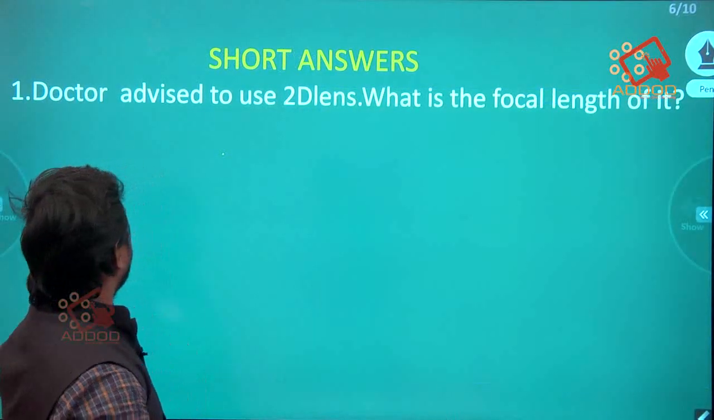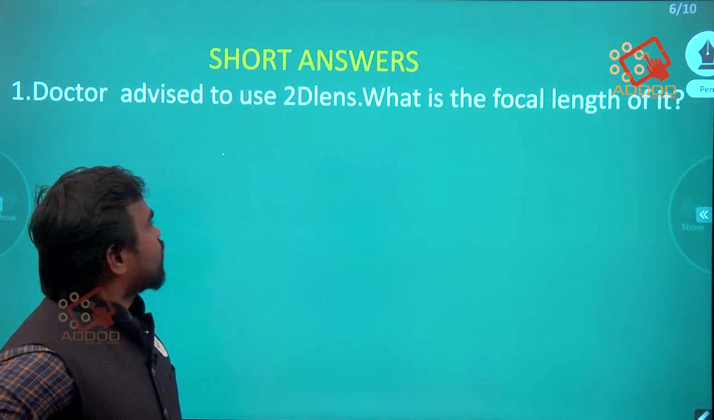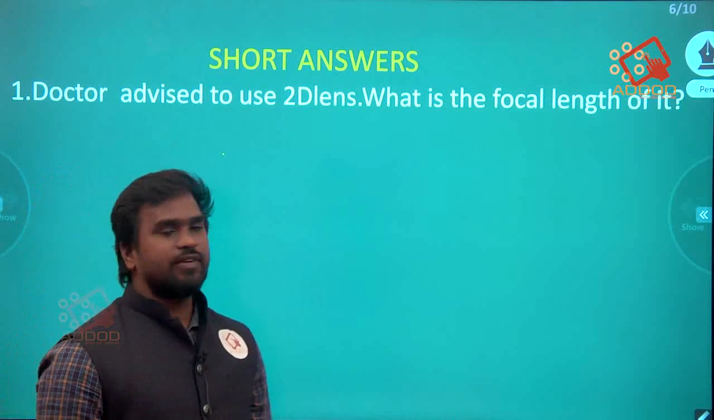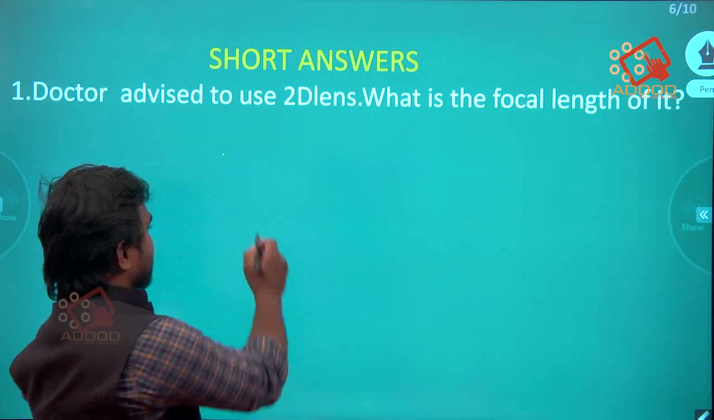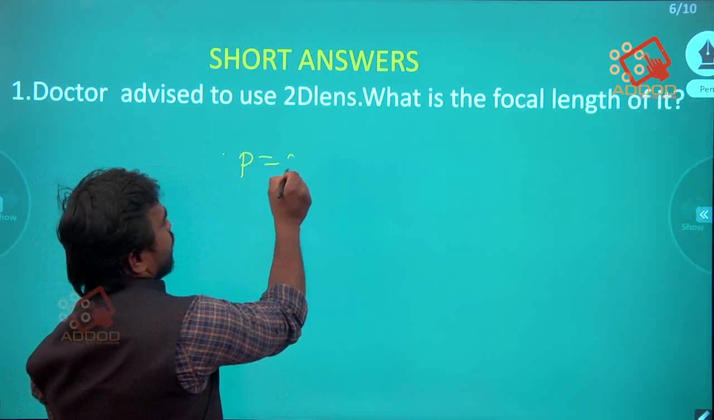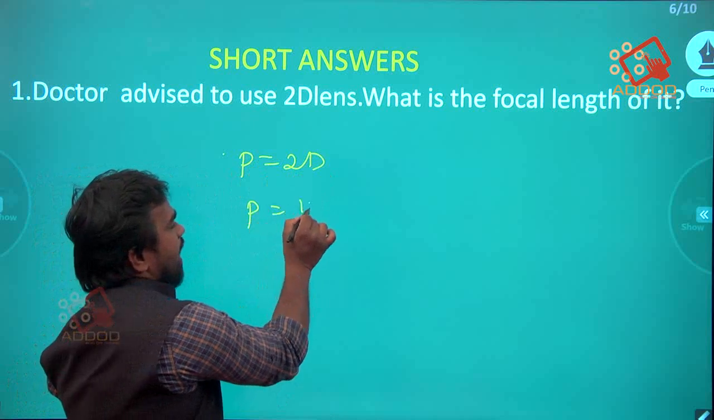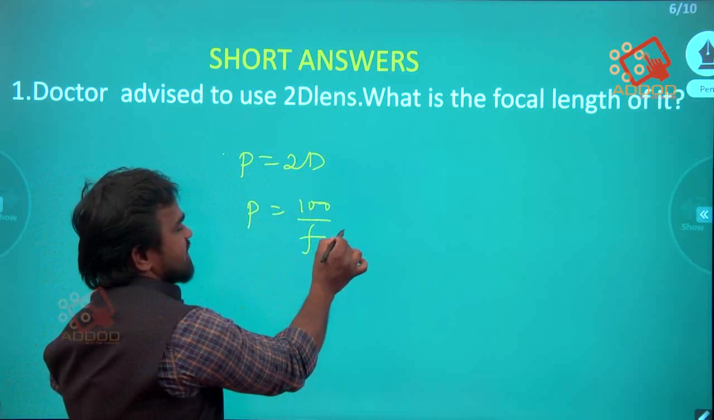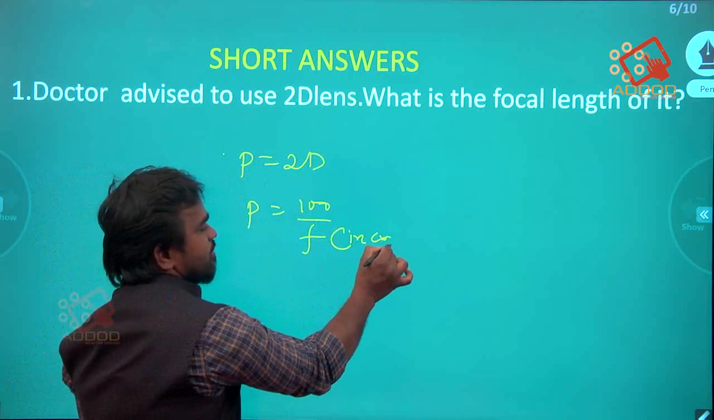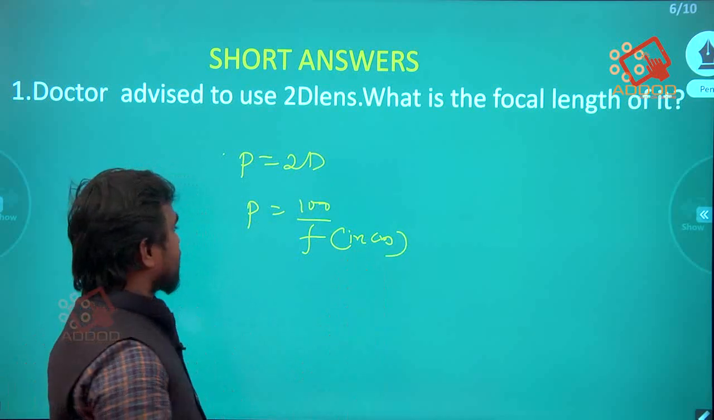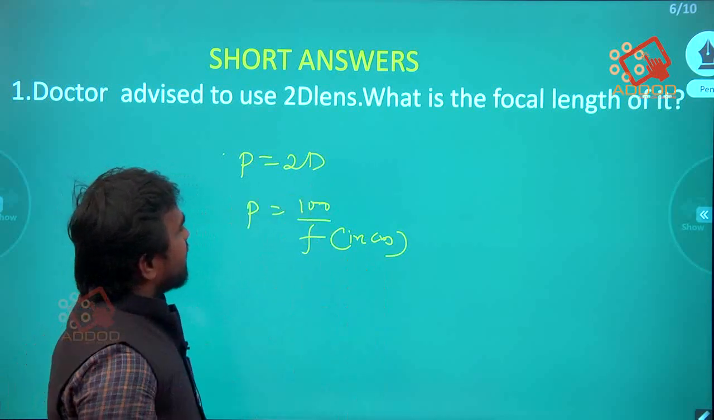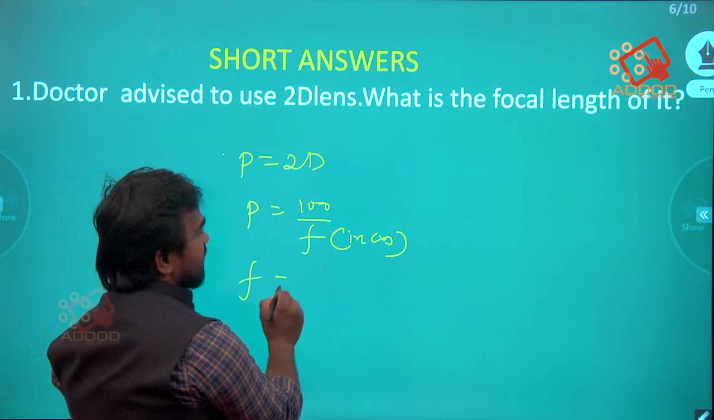Read the problem carefully. The doctor advised to use a 2D lens. What is the focal length of it? He gives the power of the lens, P is equal to 2D. We know the power of lens formula: P is equal to 100 by F, with F in centimeters. P is given, and he asks to find the focal length.